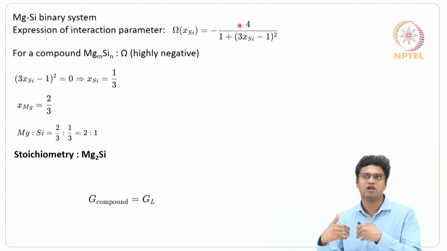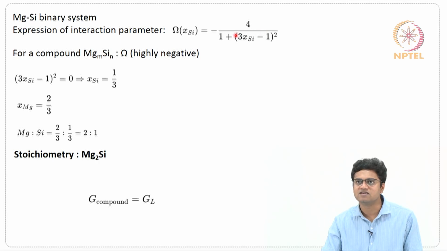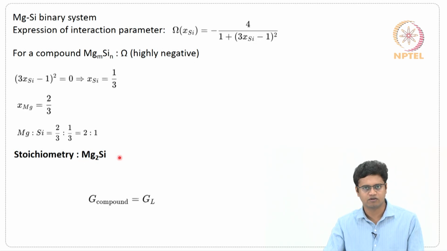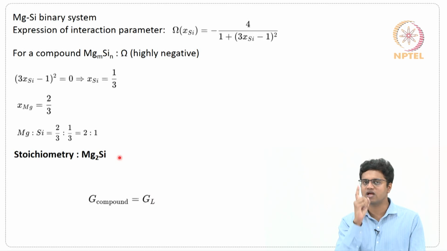More negative is possible if this part of the equation is 0. Understand? So (3xSi minus 1) whole square is 0. In that case, I can find the fraction of silicon, that is 1 by 3. And the fraction of Mg, because xSi plus xMg is equal to 1, is 2 by 3. So magnesium to silicon is 2 to 1. So the stoichiometry is Mg2Si. Very simple logic. We have used only one property, that omega, the interaction parameter, has to be negative. It is more negative for a compound.